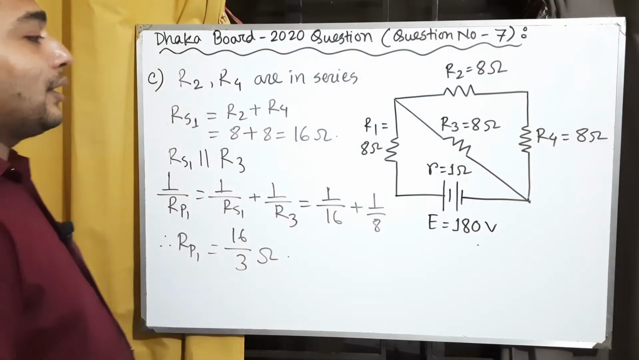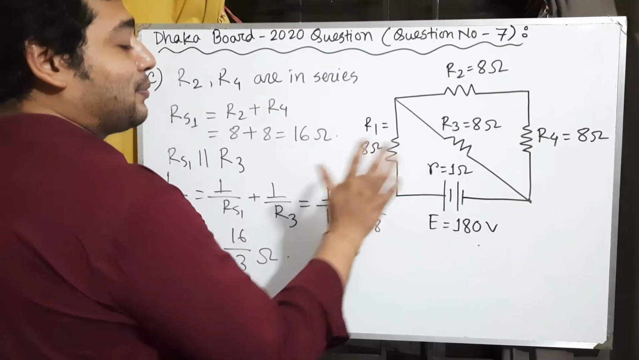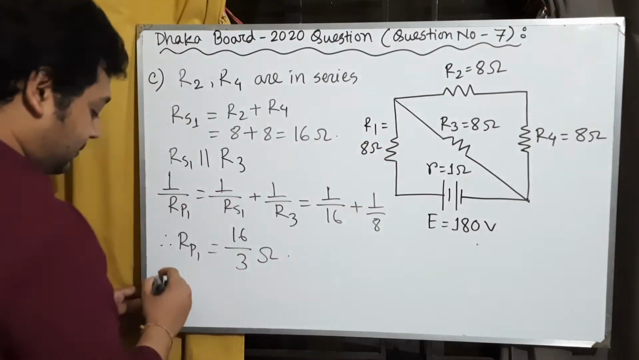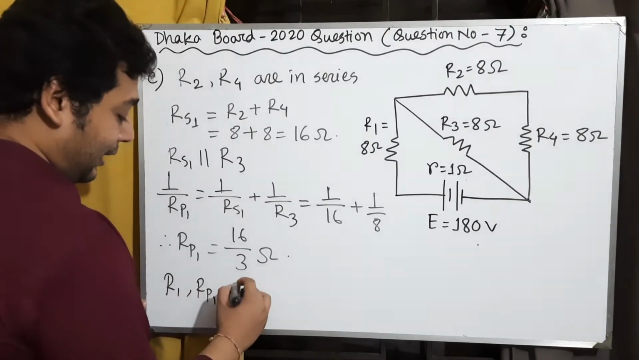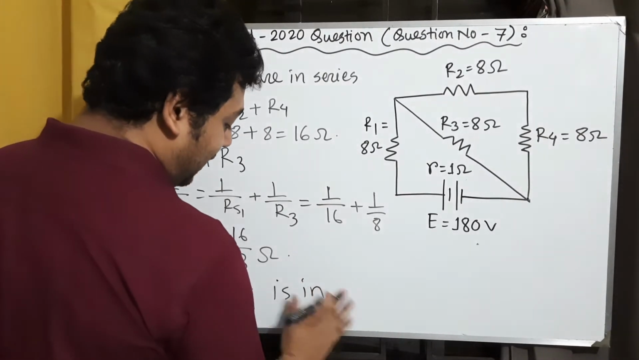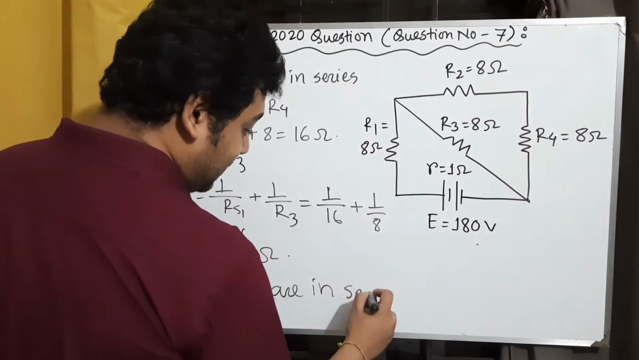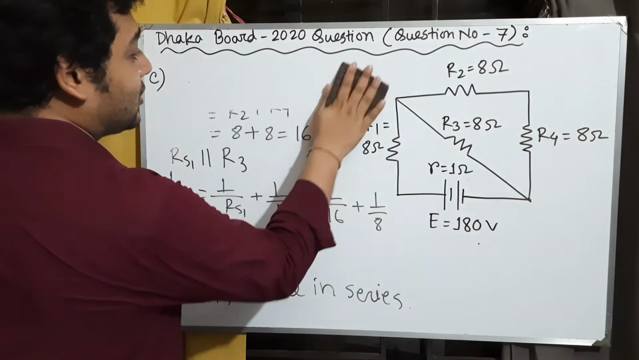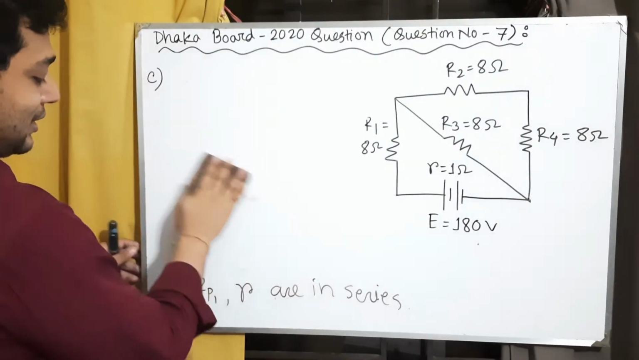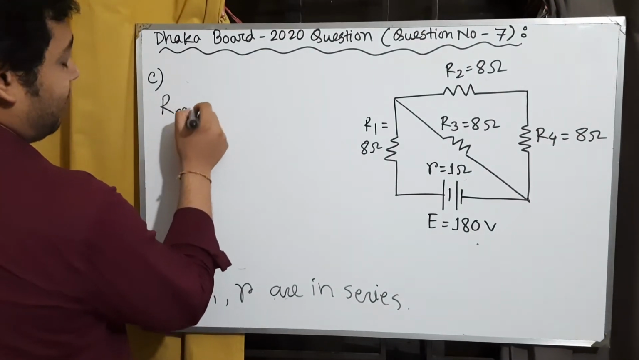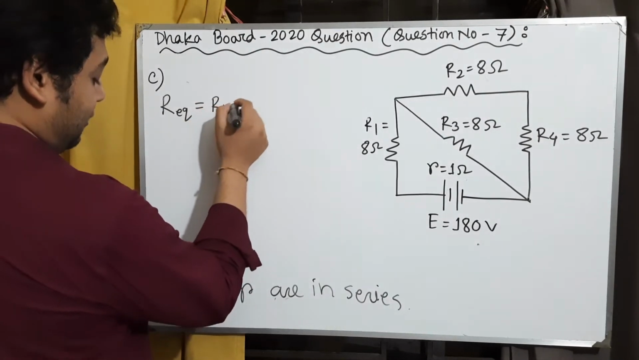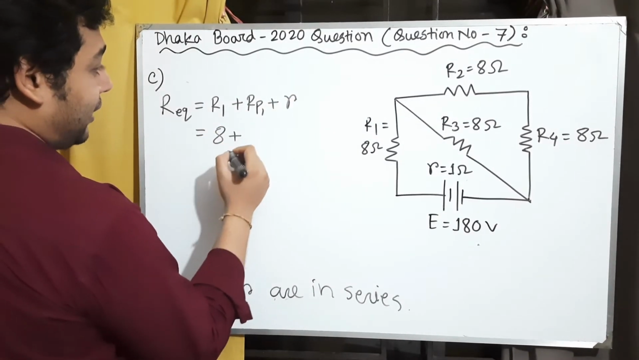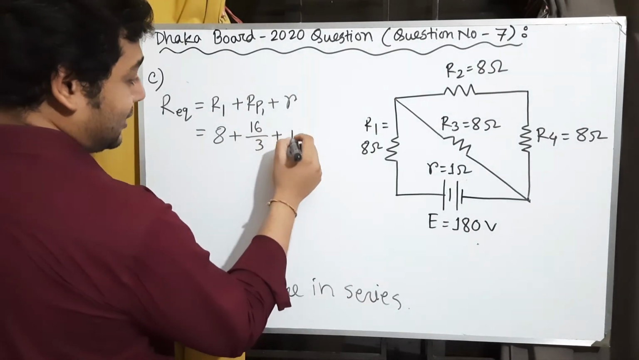And R1, RP1 and small r are in series. So we can write the final equivalent resistance, R equivalent, equal to R1 plus RP1 plus r. Here R1 is 8, plus RP1 equal to 16 by 3, plus 1.